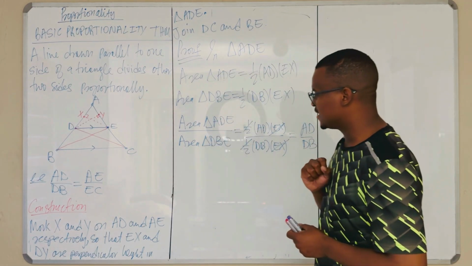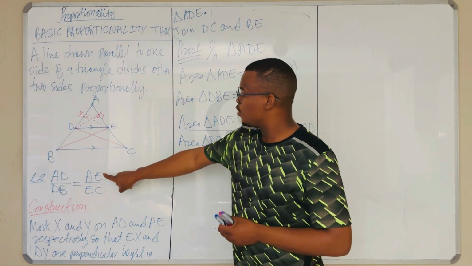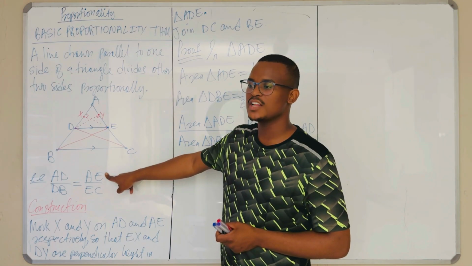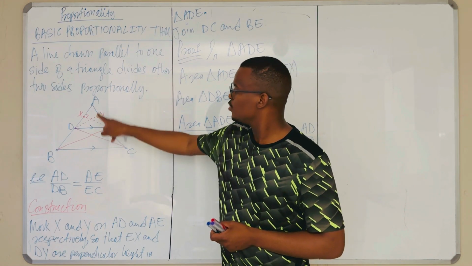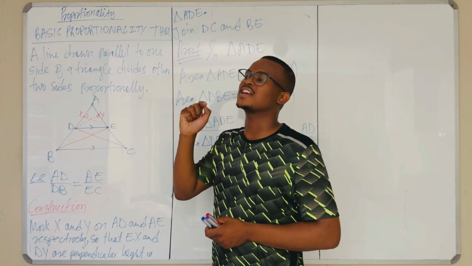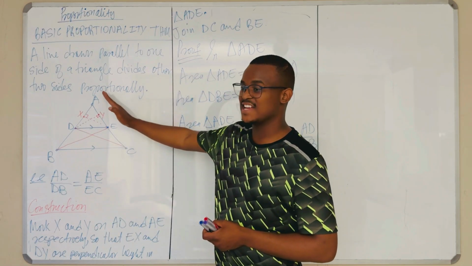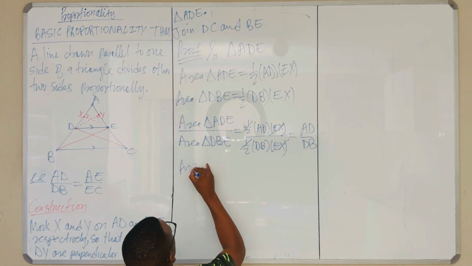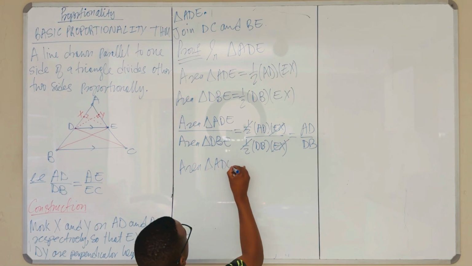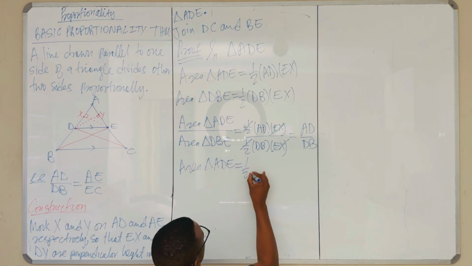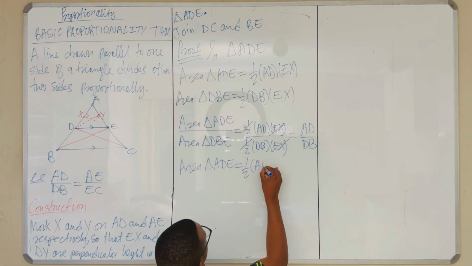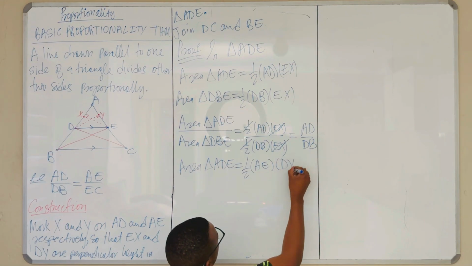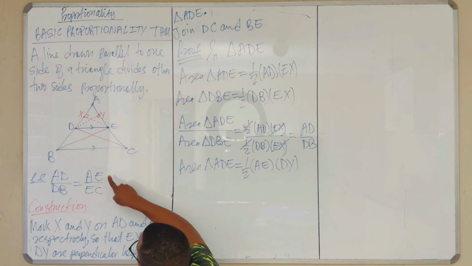Okay. In that case, try to find a triangle that contains AE. Do you see any triangle that contains AE? Yes. What is it? It's triangle ADE. So you're going to calculate the area of triangle ADE, but now using the other side. So the area of triangle ADE equals half of AE times DY. Fine, we're done with this part.